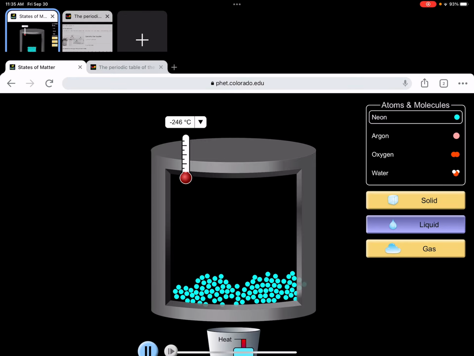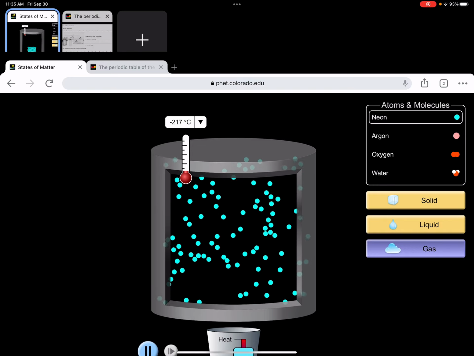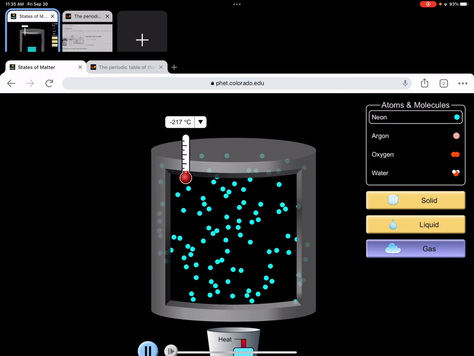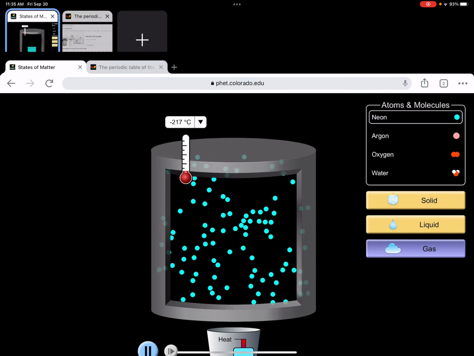The liquid phase generally has that flat or slightly curved surface along the top. You don't have stuff filling up the entire container, but there is still more motion than in the solid phase. And we got one popping up in the gas phase right there. And then we have the gas phase where everything is bumping off of everything, and you notice the container being filled.